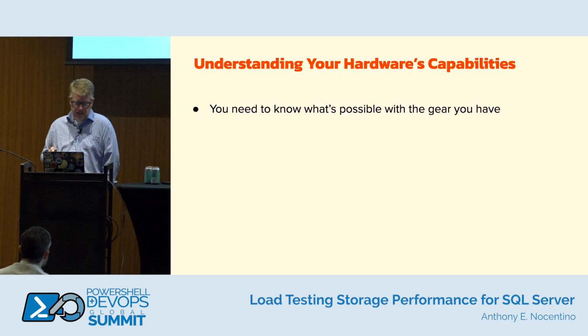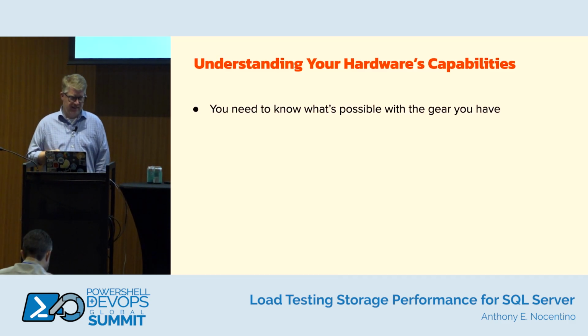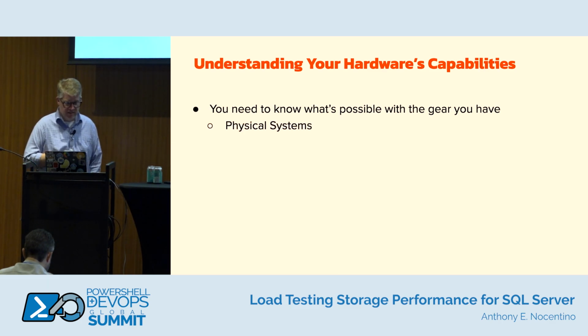You need to know what's possible with your gear. If you buy a 64 gigabit HBA, you want to get 64 gigabits out of it. You don't want to plug it into a 16 gigabit switch and be like, huh, that stinks, because you're leaving 400% of the capacity on the table.